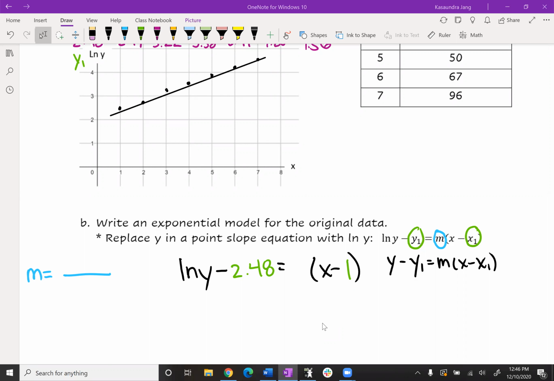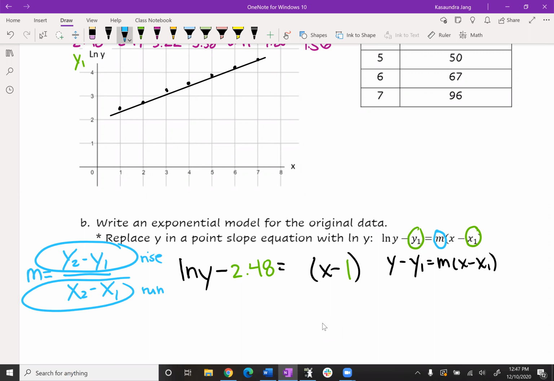So y2 minus y1 over x2 minus x1. So like the y's go up and down. This is like rise over run. The y's do the rise up and down. The run are my x's. This is basically a formula to get my rise over run to get my slope.